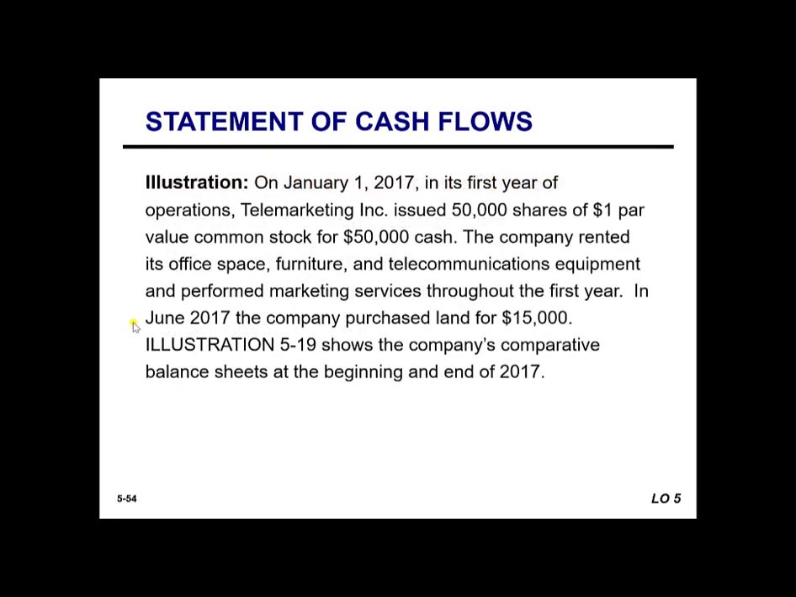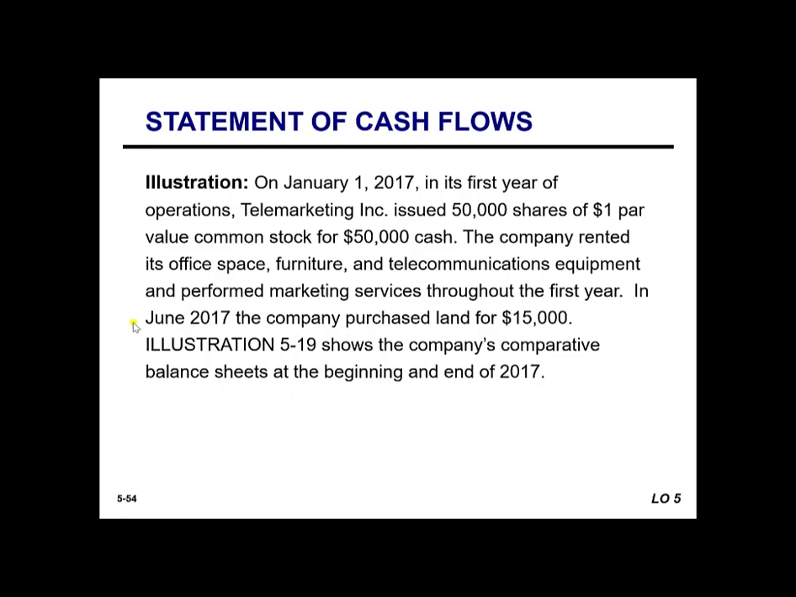As an illustration, on January 1st, 2017, in the first year of operations, Telemarket Incorporated issued 50,000 shares of $1 par common stock for $50,000 cash. The company rented its office space, furniture, and telecommunication equipment, and performed marketing services throughout the first year. In June 2017, the company purchased land for $15,000.